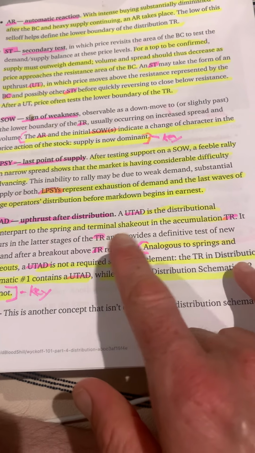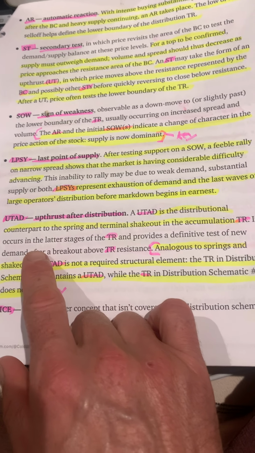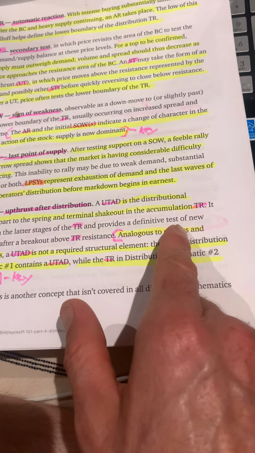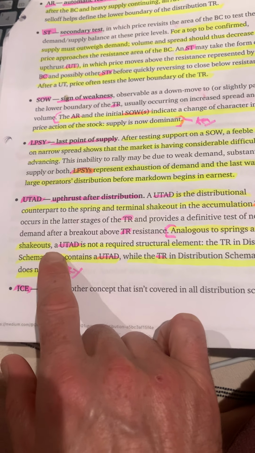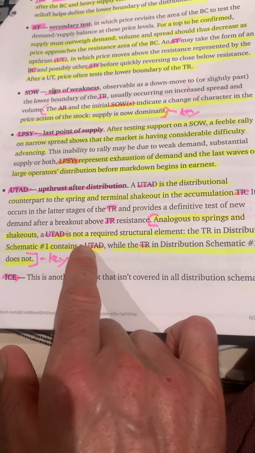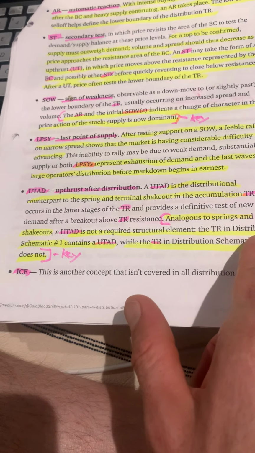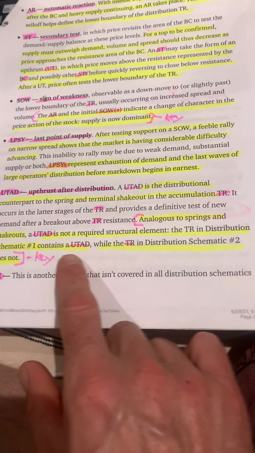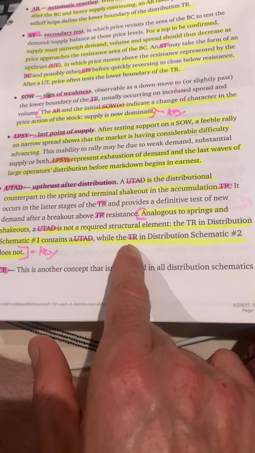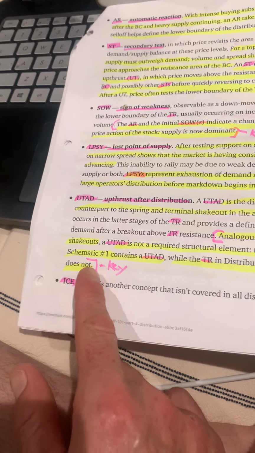So what happens is a shakeout in accumulation. It occurs in the later stages of the TR and provides a definitive test of new shakeouts. A UTAD is not a required structural element. The TR in distribution schematic number 1 contains a UTAD, while the TR in distribution schematic number 2 does not.